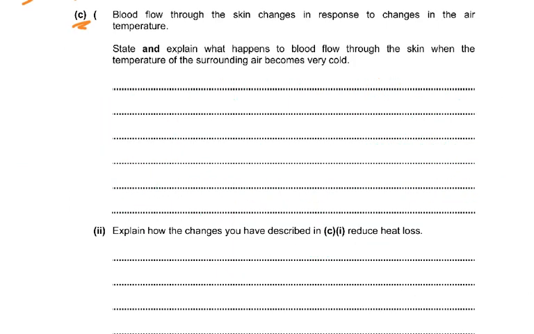Part C, blood flow through the skin changes in response to changes in the air temperature. State and explain what happens to the blood flow through the skin when the temperature of the surroundings becomes very cold. You enter this room, it is very cold. What is going to happen? Vasoconstriction, shunt vessel will open. Lesser blood will flow through the capillaries, blood diverted away from the skin. The fact that blood distributes heat. So if less blood is flowing in the skin capillaries, then less heat will be lost by radiation and by convection to the air.